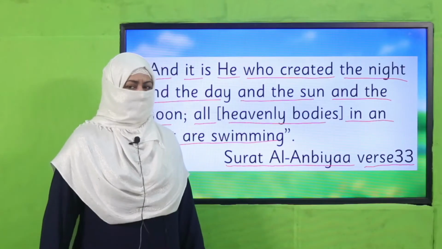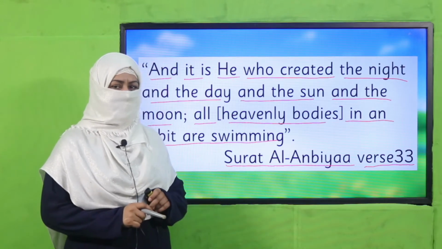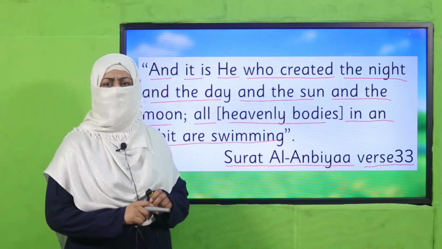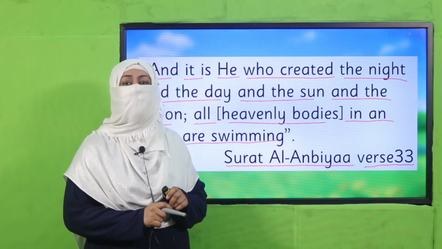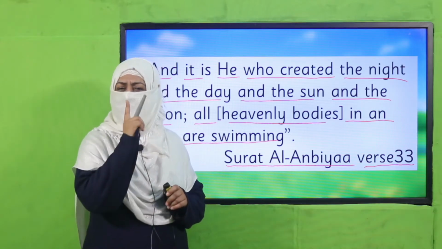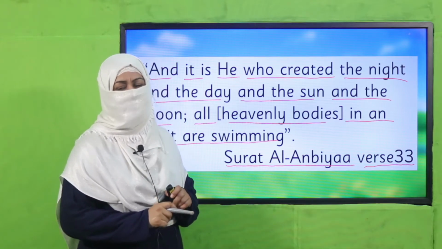Yes, my dear students, what this beautiful verse is telling us, first of all, is that day, night, and all the heavenly bodies, everything has been created by Allah subhanahu wa ta'ala. There is only one creator, Allah subhanahu wa ta'ala.